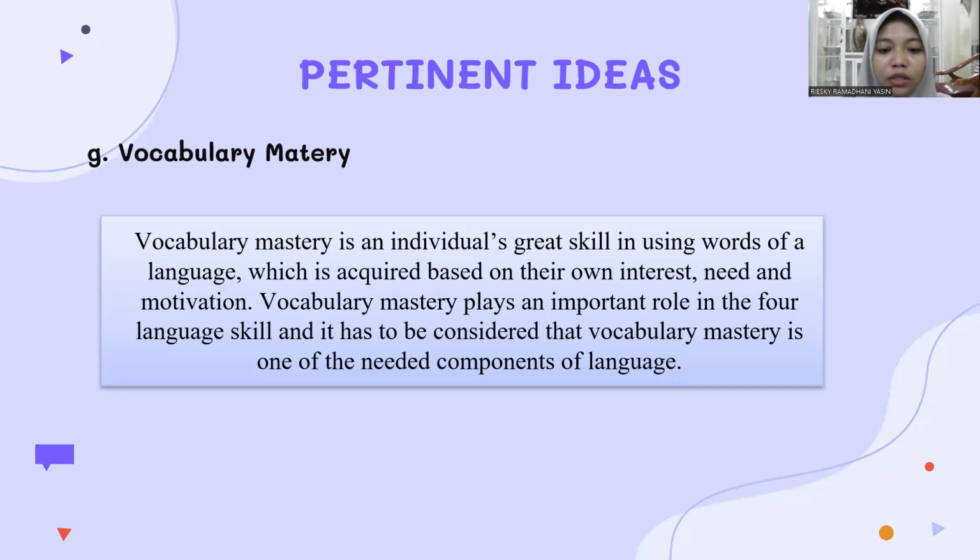The next is vocabulary mastery. Vocabulary mastery is an individual's great skill in using words of a language, which is acquired based on their own interests, needs, and motivation. Vocabulary mastery plays an important role in the four language skills, and it has to be considered that vocabulary mastery is one of the needed components of language.